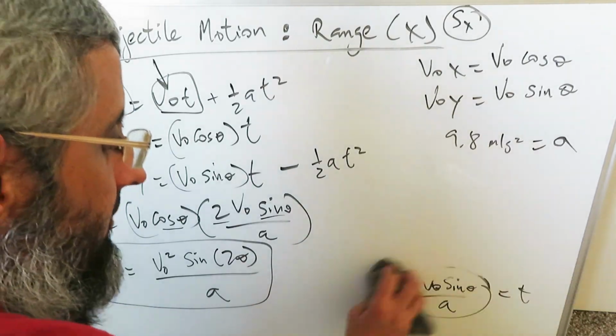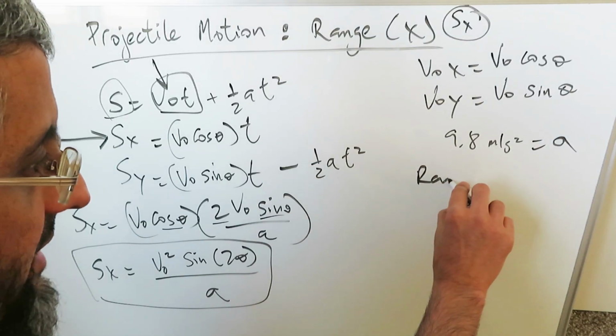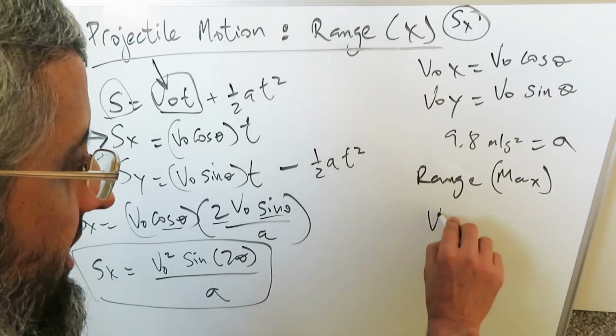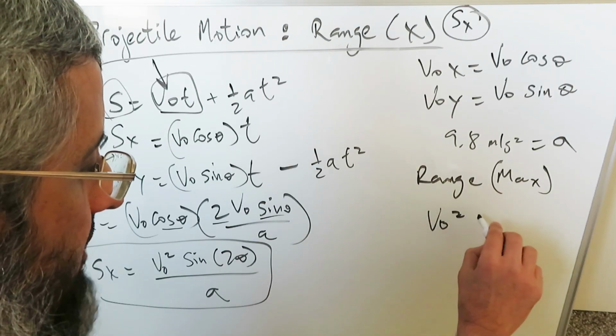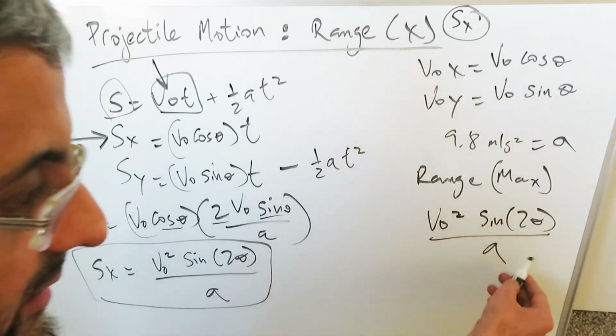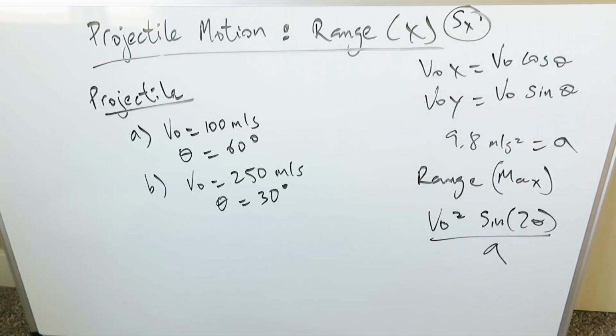I'm removing this item here because you don't need to see it. What I'm most interested in here was my maximum range, and we have derived that equation, and it's equal to this: initial velocity squared times sine 2 theta over my acceleration or gravity. Either is interchangeable. Let's close out here with two examples and we're done.